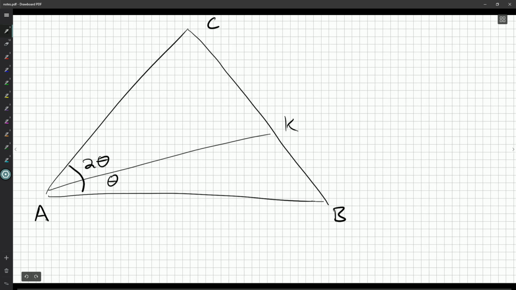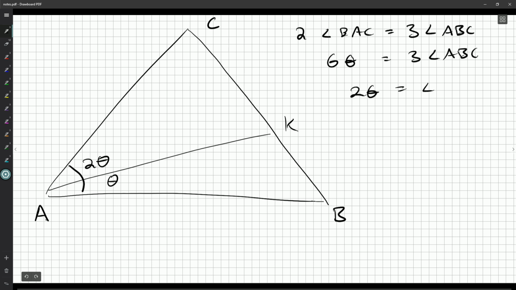We might want to write some of this down, but I think I'm verbally explaining it. I suppose you could say 2 times angle BAC is 3 times angle ABC. So 6 theta is 3 times angle ABC, so 2 theta is angle ABC. So we get another 2 theta down here. So we have a 2 theta here, we have a 2 theta here, little theta here, and then a big 3 theta here. Okay, so some angles there.